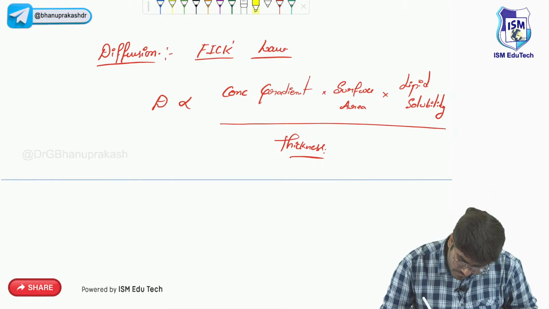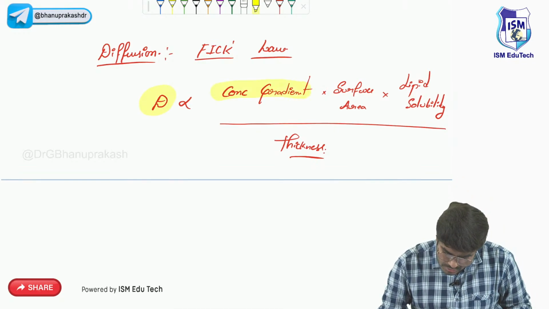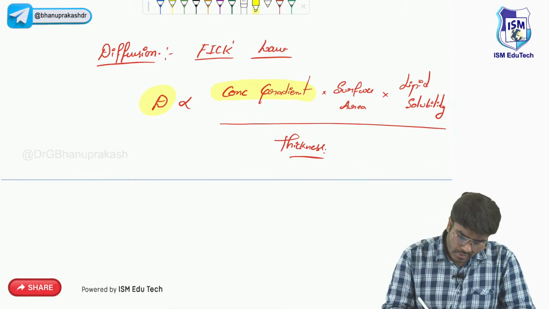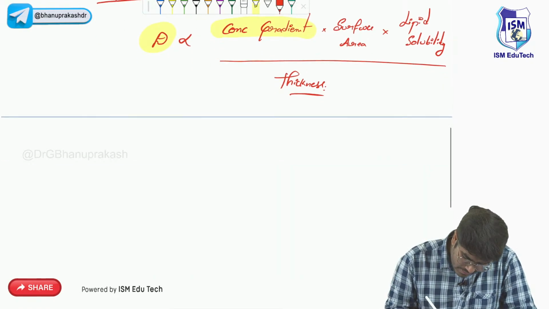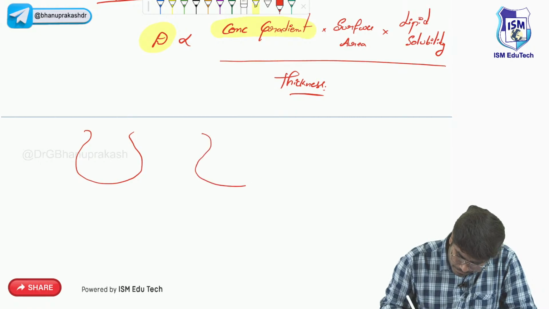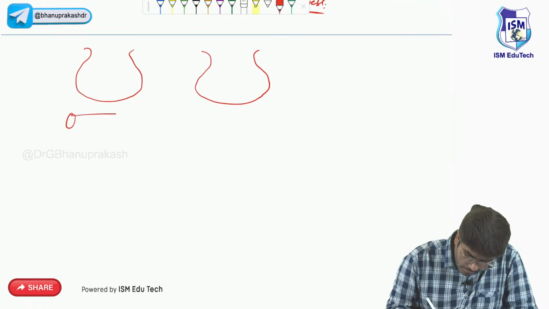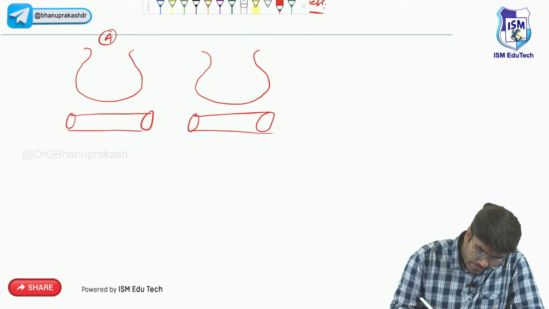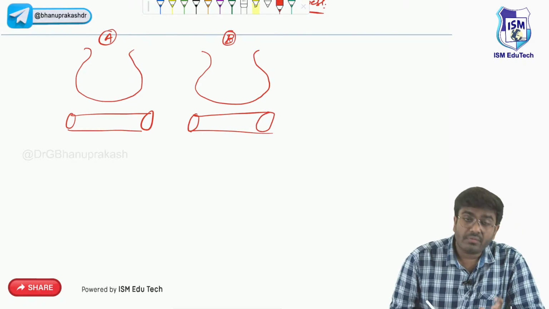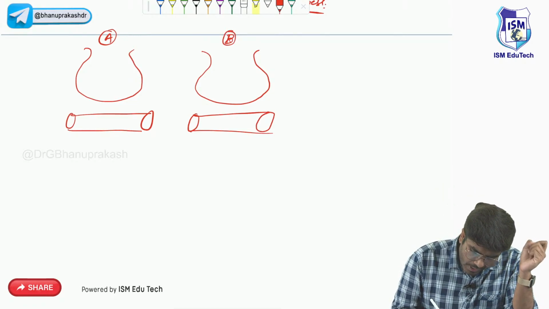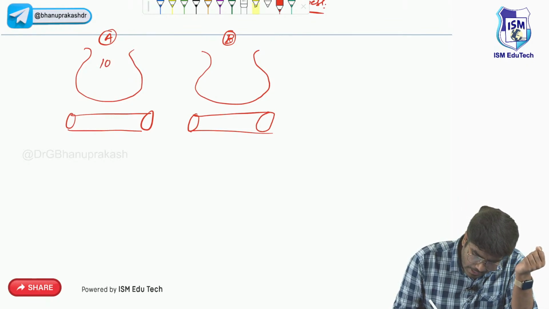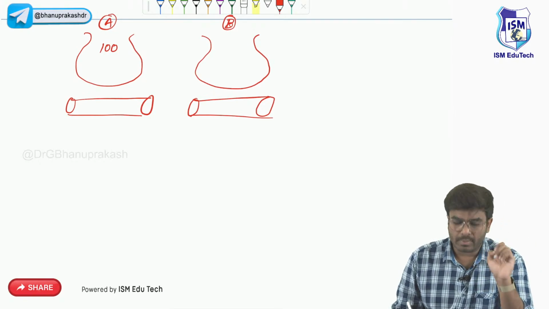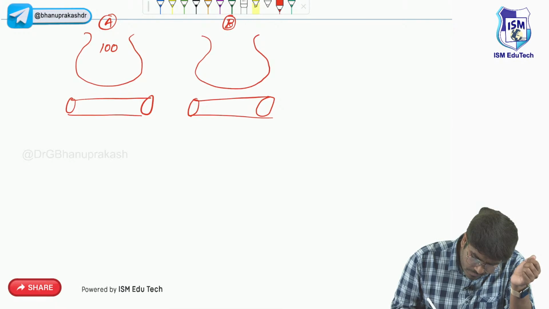For example, let's see the first factor. Diffusion is directly proportional to the concentration gradient. If the concentration gradient is more, more diffusion will happen. What exactly I mean is, for example, let's take two alveoli here and two pulmonary capillaries. Now this is A and this is B. In the first alveolus A, the partial pressure or concentration of oxygen is 100, let's say, and the concentration of oxygen in the pulmonary capillary, for example, let's take it as 0.